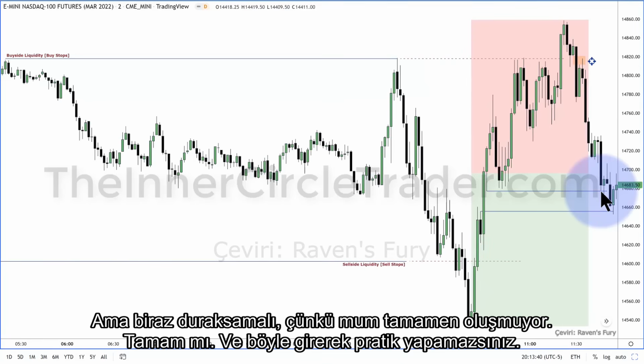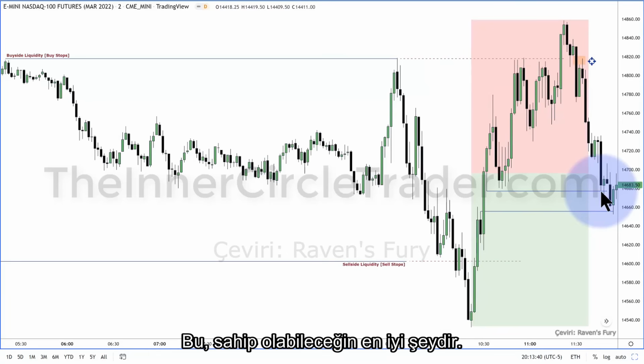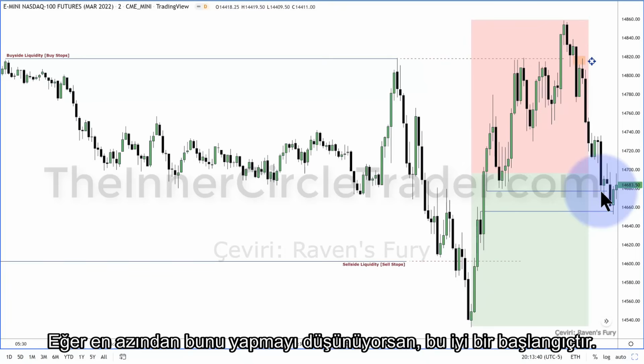And you can't practice with entering like that. You can only just study how price moved and gravitated towards certain levels. It's the best thing you can have. If you at least consider doing that much, that's good.